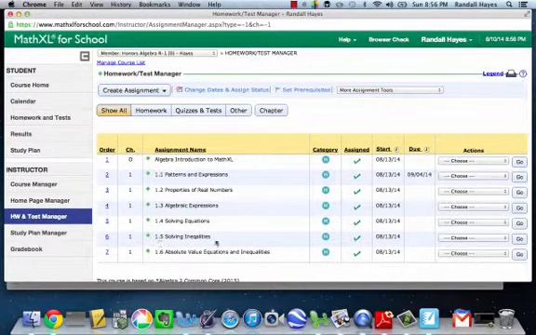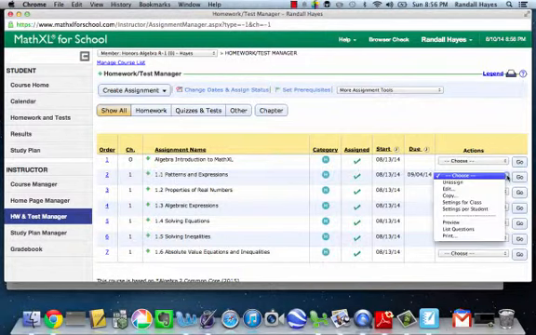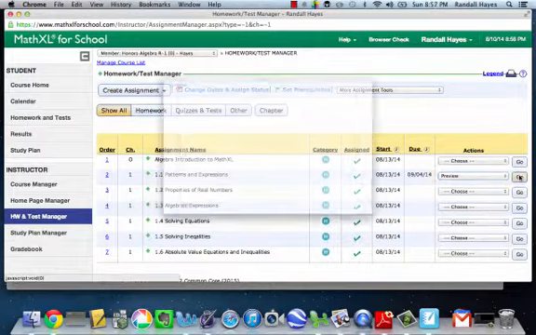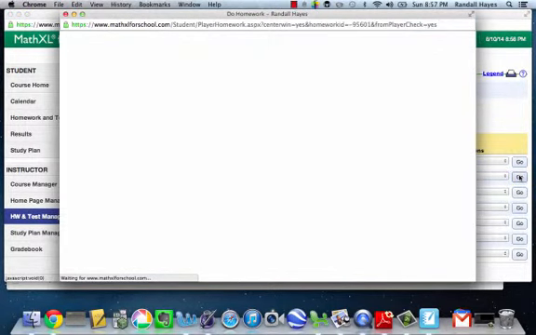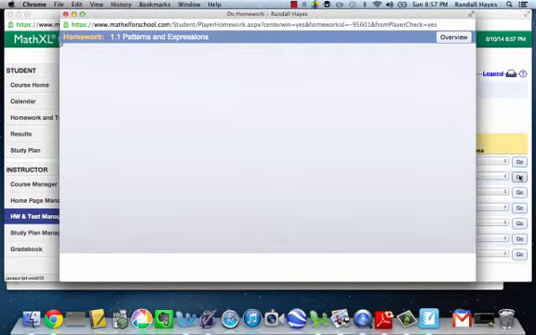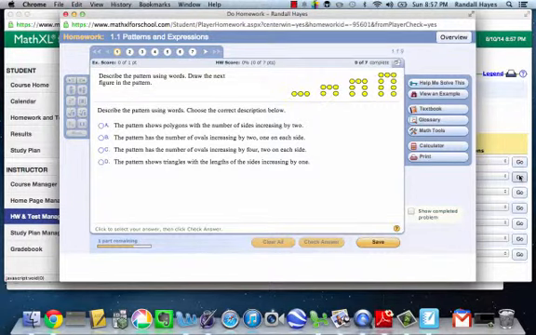If you look at some assignments down here, I'm just going to take a look at one of these. I'm going to do patterns and expressions, and I'm going to choose to preview this so you can get an idea what it looks like. All right, so as you look at the homework, this is pretty interesting, what it will do for you.